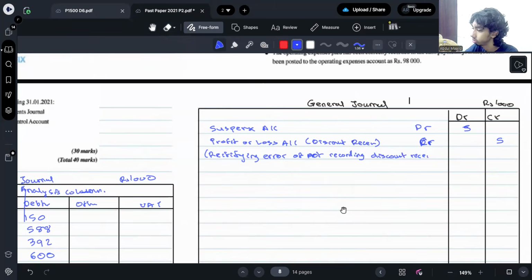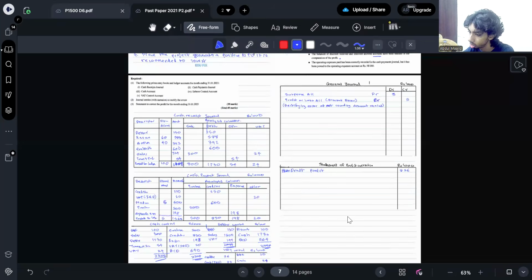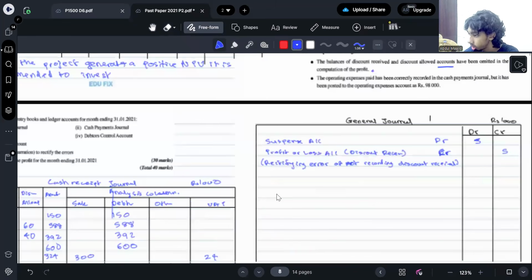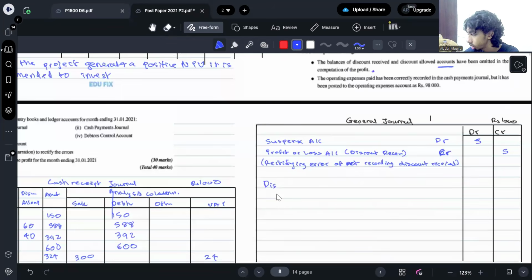received. Okay. And then discount allowed, that is 100. Discount allowed is 100. So again, discount allowed account is also omitted. So discount allowed is an expense. Discount allowed, so you're supposed to write it in the profit or loss. No, they have not recorded it in the P&L.